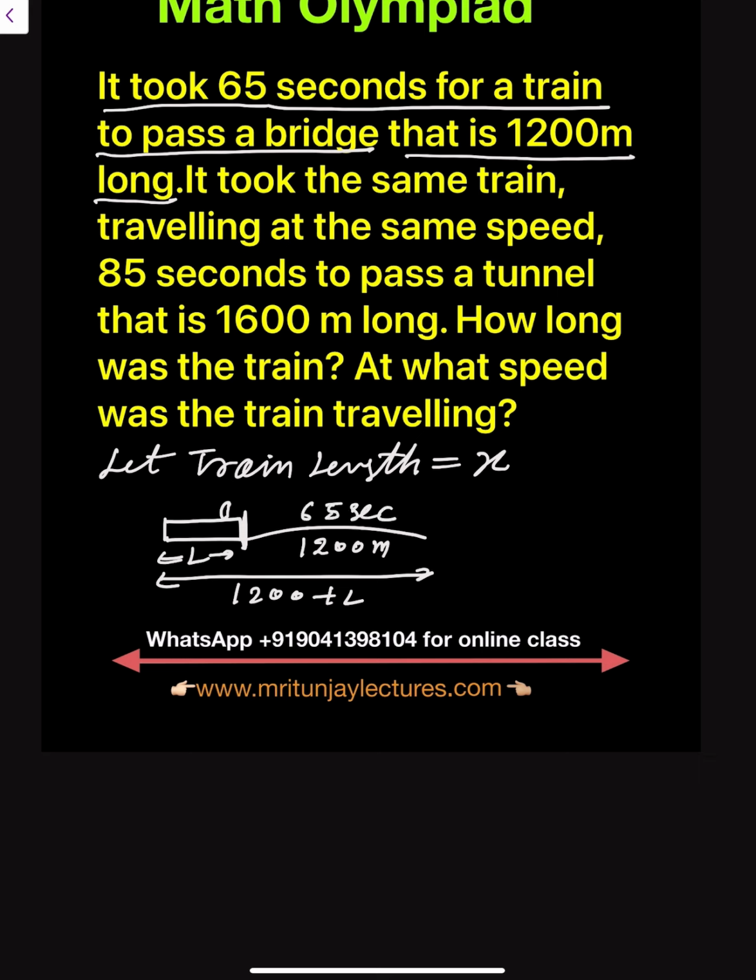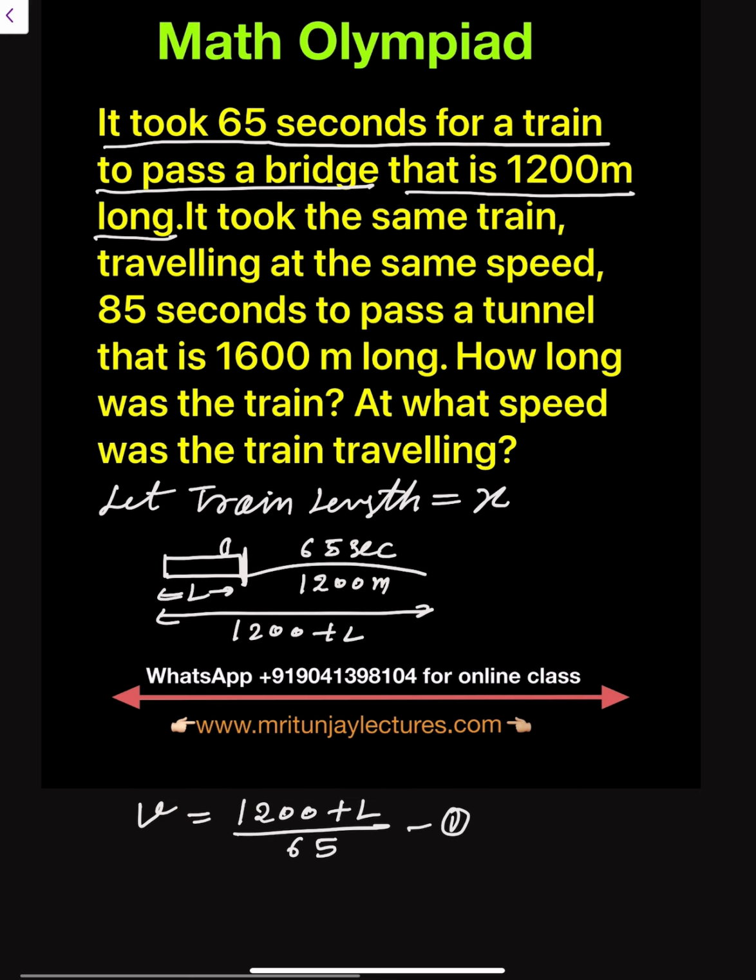So what about speed? Speed of the train v equals simply 1200 plus capital L divided by 65. Clear? Equation number 1. Now if you read again, it took the same train. Okay, the train is the same, traveling at the same speed, means same speed v. Okay, 85 seconds to pass a tunnel.